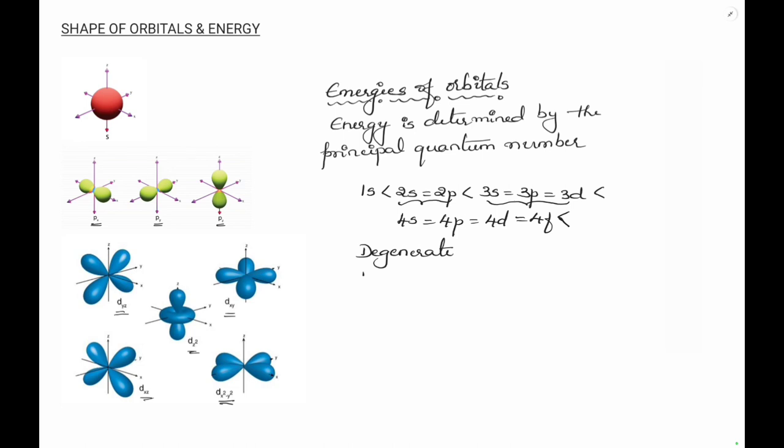For hydrogen atom, 1s has lowest energy. It is the most stable condition, and therefore it is called the ground state energy level. Whereas the other orbitals 2s, 2p, etc. are termed as excited state.